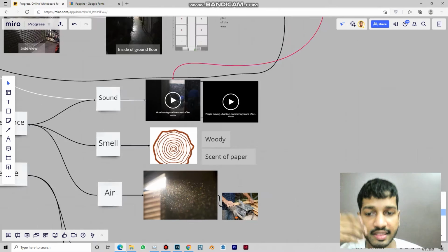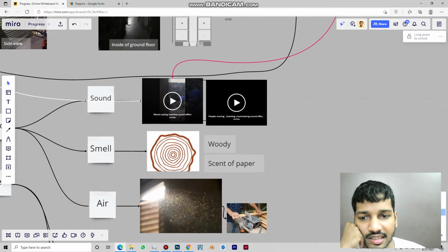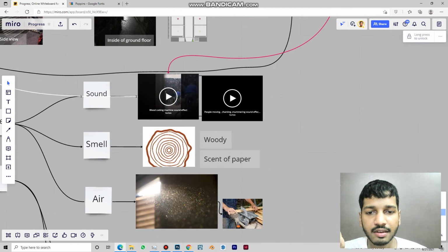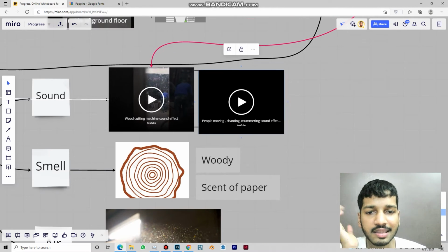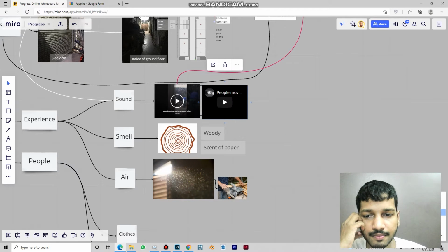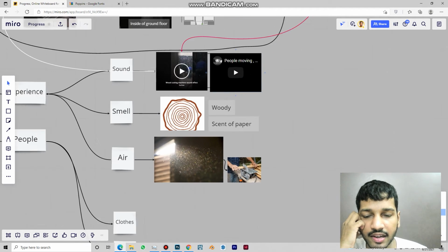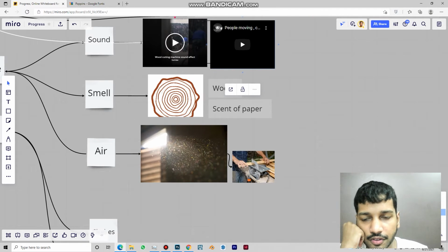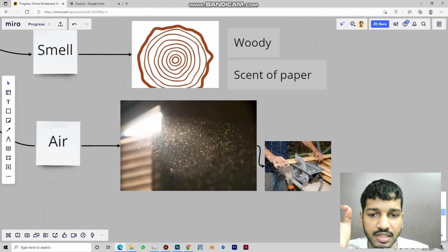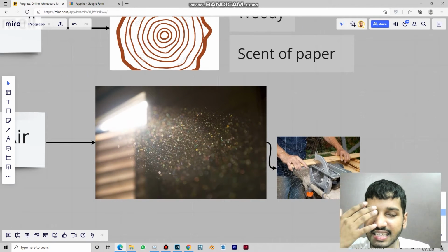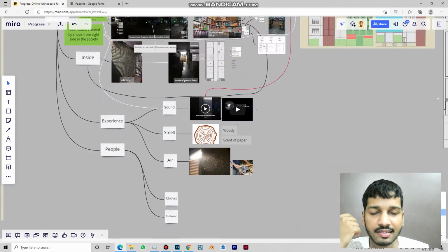So the inside experience, in terms of smell, there was paper, and outside was wood. The sound experience I played before as well. The air, I could not capture my photographs with the phone, but what I observed there were these particles that we can see in the light.